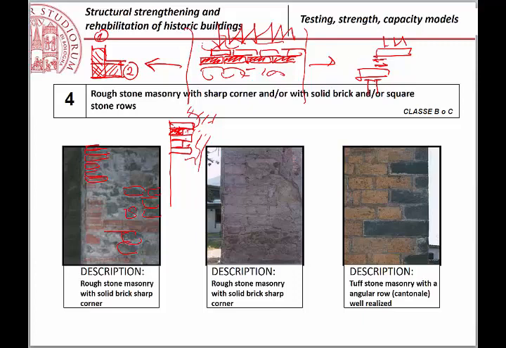For example, this is how this corner was realized, and the people also used, in that case, different color tuff to make some architecturally good-looking aspect of that realization. But what is very important is that the corner is regularly realized, and you have blocks in one direction and the other direction.